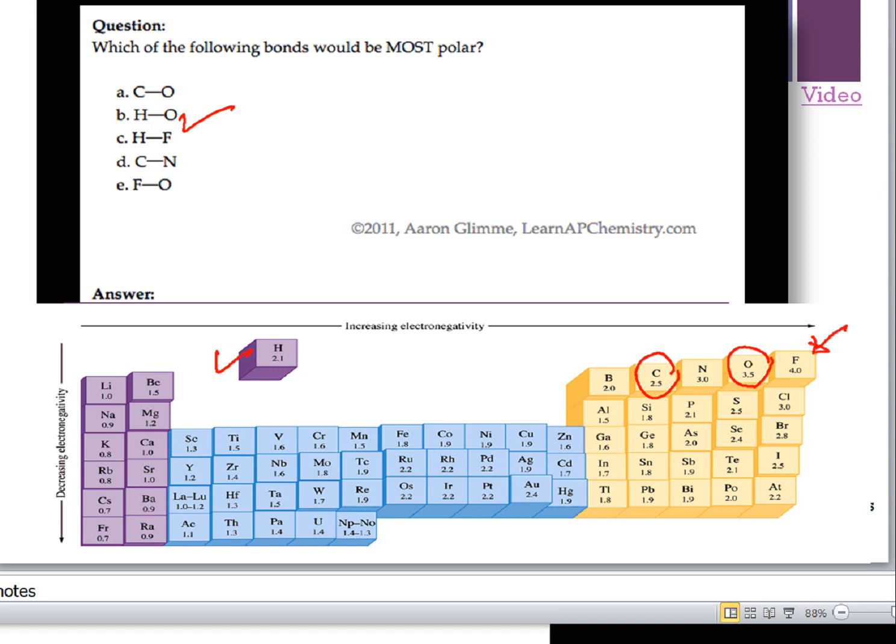Okay, because we said that the element at the top right side has a very high value of electronegativity. And fluorine is the most electronegative element. It has the highest value of electronegativity in all the periodic table. So we are expecting that HF will be the most polar one.